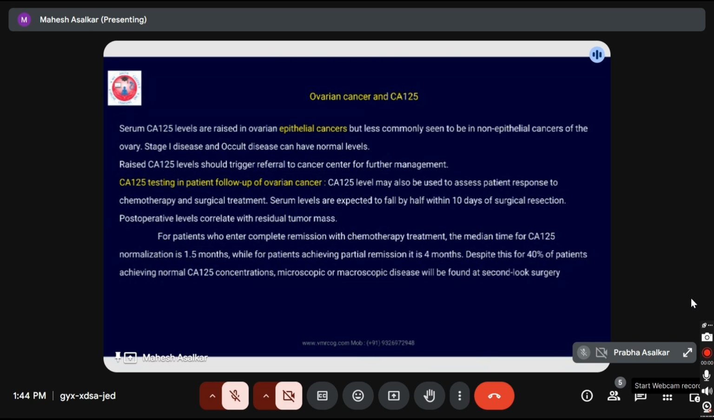For patients who have undergone complete remission with chemotherapy treatment, the median time of CA125 normalization is around 1.5 months for those patients who have achieved complete remission.